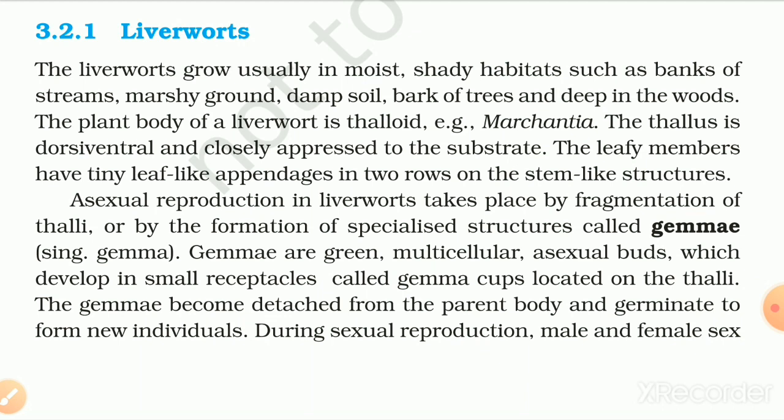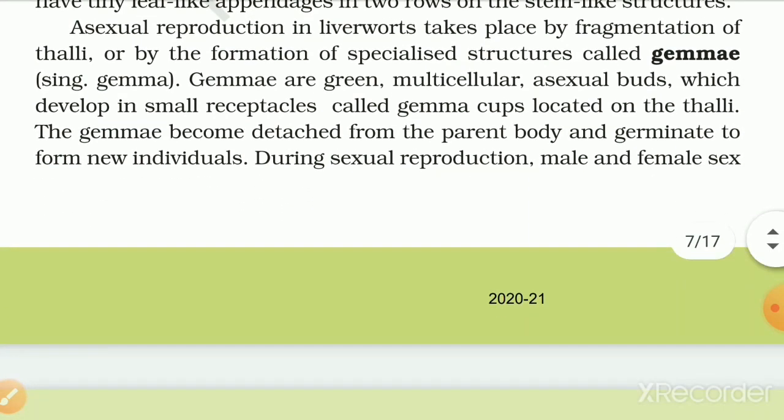Asexual reproduction in liverworts takes place by fragmentation of thalli or by the formation of specialized structures called gemmae, singular gemma. Gemmae are green, multicellular, asexual buds which develop in small receptacles called gemma cups located on the thalli. The gemmae become detached from the parent body and germinate to form new individuals.